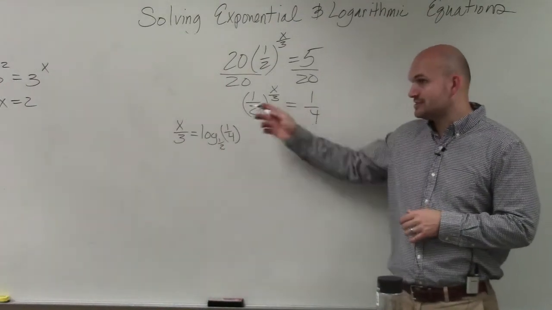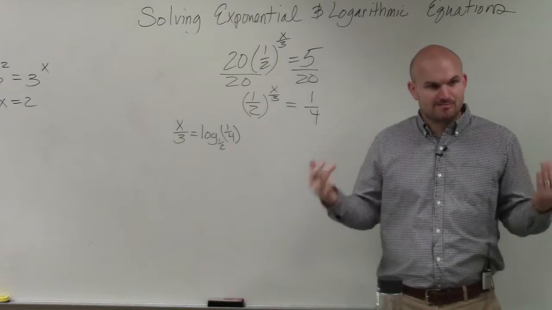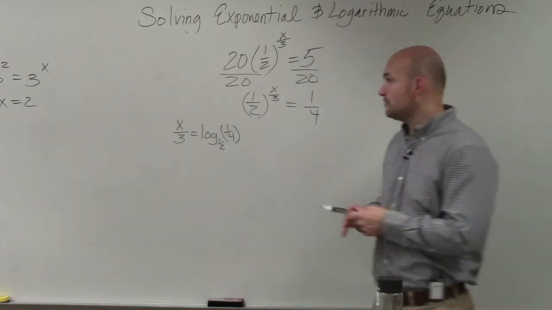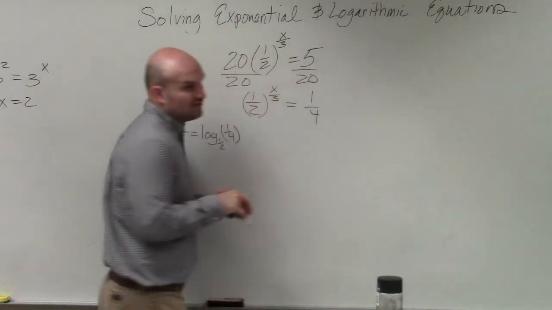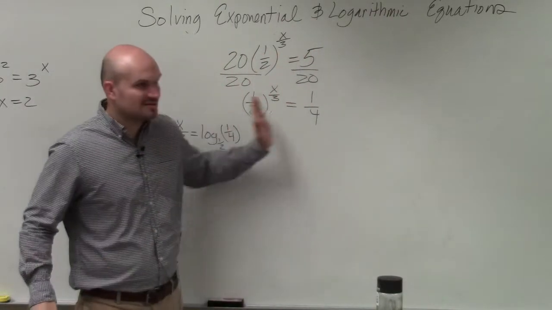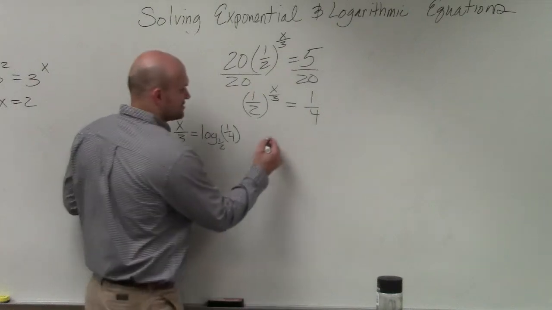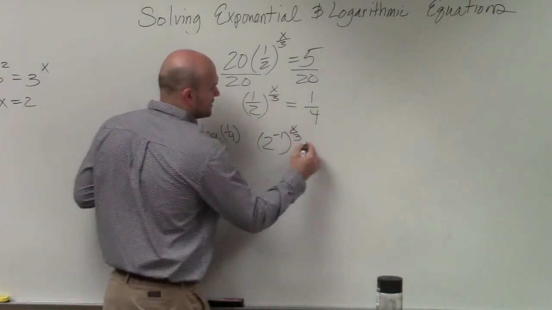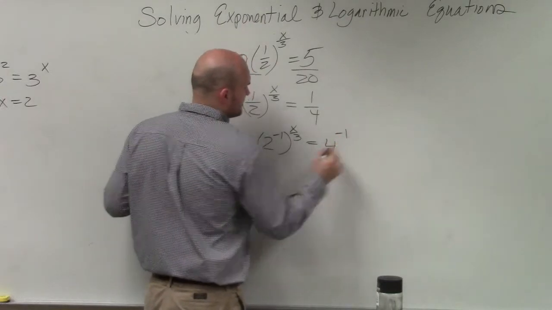When we have fractions here, we could also use the one-to-one formula. Remember I talked about the one-to-one formula? So you could use it. For instance, first of all, let's not talk about fractions. Let's get rid of the fractions. So I'm going to do 2 to the negative first, x over 3, equals 4 to the negative first.